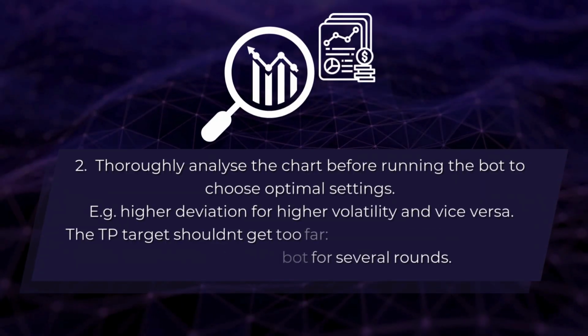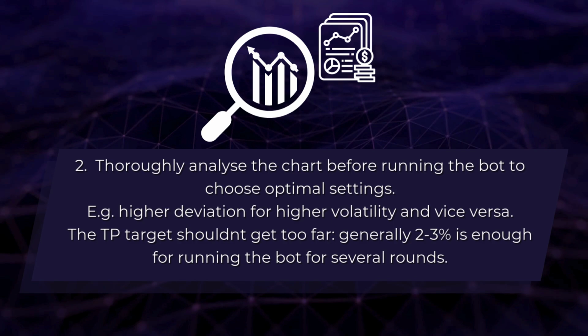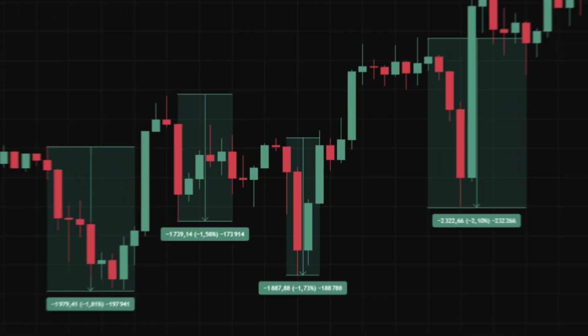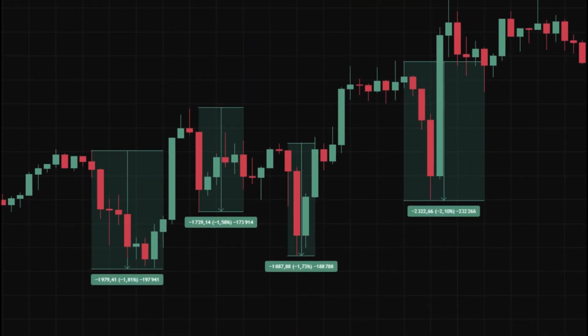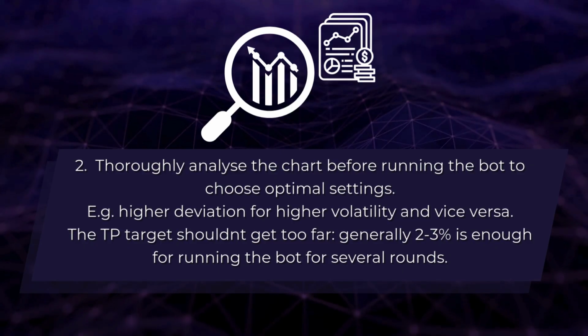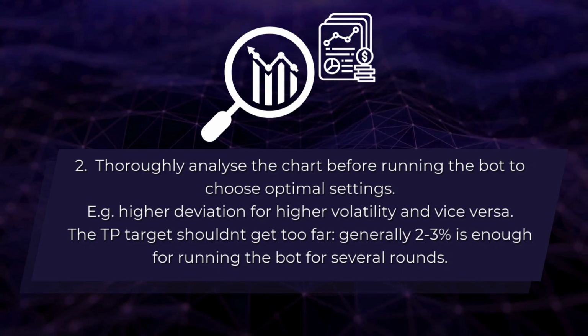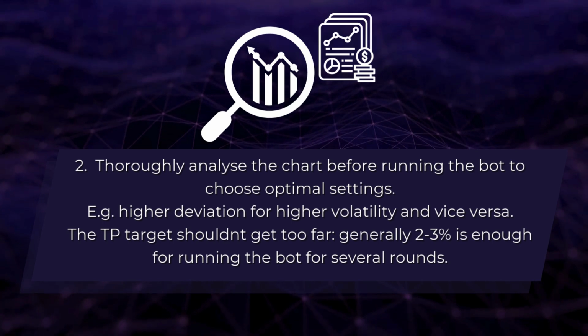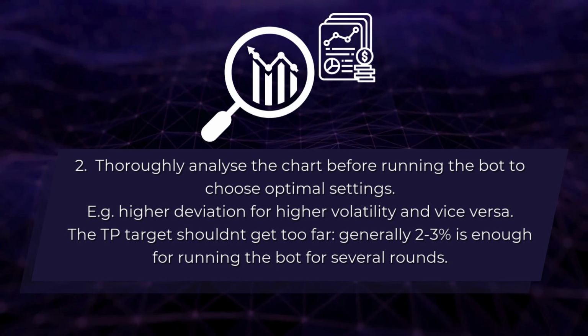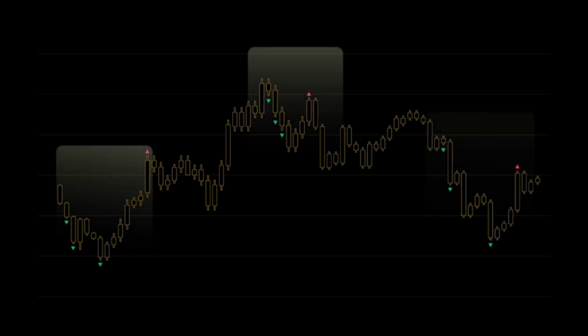Secondly, don't just run the bot blindly. Analyze the chart and figure out how the asset currently behaves and what are the average moves you can expect from it. That will help you choose the right settings. For example, the price deviation parameter should be a bit higher for higher volatility and vice versa. And your take profit target usually should not be very high, especially if you plan to run the bot for several consecutive rounds. Usually with the right settings, it can close a round not very far from the base order price and still make reasonable profits overall.